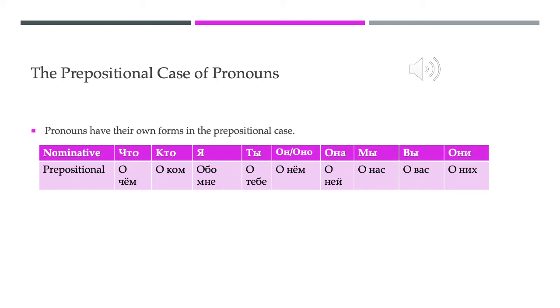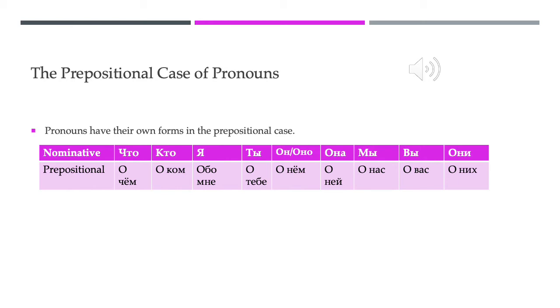You see we have the nominative что, what, but if we want to say about what, we say о чем. If we have кто, who, we're going to say о ком, about whom. And then the first person singular, я, we say обо мне. And notice this special form here: о becomes обо. And we pronounce it unstressed, so it is обо мне, about me. Ты becomes о тебе, about you.